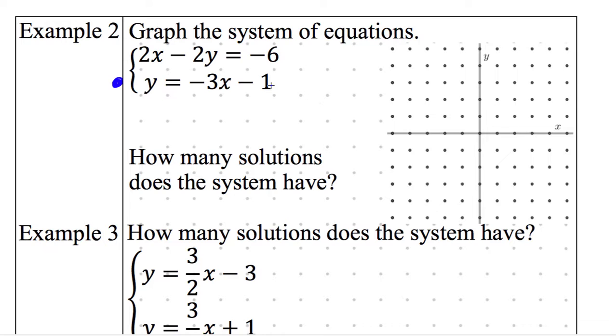Graph negative 1. Yep, graphing our y-intercept first. So graph negative 1 on the y-axis. And then go down 3 and right 1. Down 3, right 1. Because this is really the slope of negative 3 over 1. And then we can go the reverse of that. He said down 3, right 1. That means I can go up 3, left 1. So I have a bunch of points. Go ahead and make a line that goes through those points.